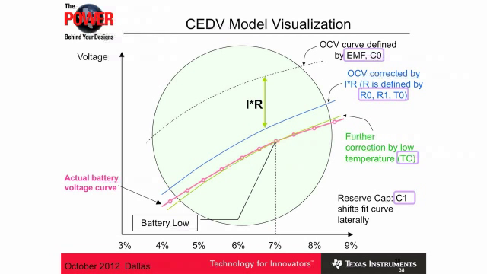Then we take another factor called TC and correct it for low temperature. Low temperature has some special considerations associated with it. So now we've got a predicted curve, the gold one down there, that very closely matches up with the red one. There's a reserve capacity that can be used to shift the curve around if we want to add some reserve at the bottom. So these are the magic seven numbers of CEDV that you need to come up with for every project.